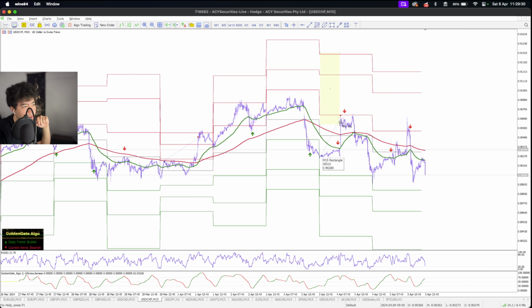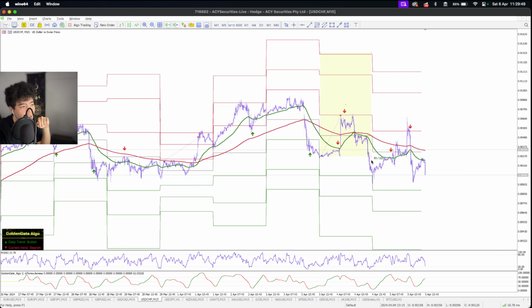We had a huge pump, and from what I remember, I think this was ADP. I can't remember exactly off the top of my head. But then what happens? We reject R1 perfectly twice. We created a double top. So if you didn't get in at this first rejection, you have a second chance to get in here at R1.